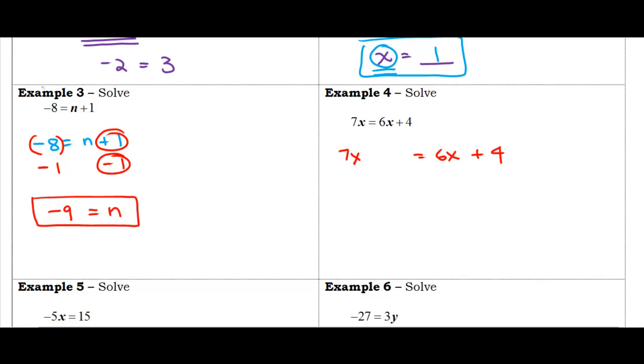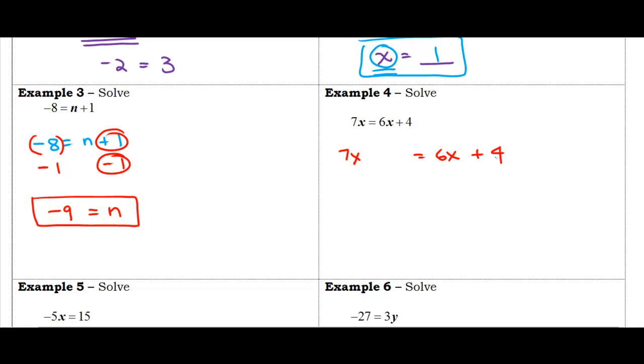So choose. Which side do you want the x on? Right now it's on both sides. Which side do you want it on? Left, okay. If you want it on the left, then it can't be on the right. How do I get rid of the 6x on the right?